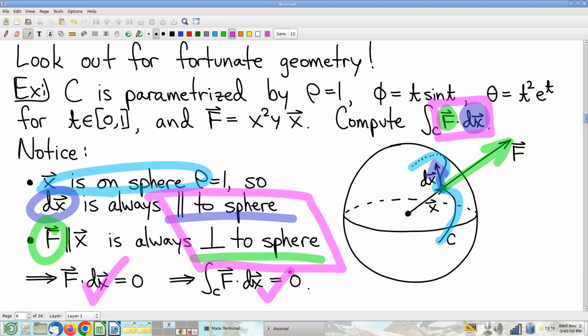What do you think? Yes? Could you please explain why the x is always parallel to the sphere? It's always perpendicular. The position vector x is always perpendicular to the sphere, and this is just a geometry thing. With spheres, if you draw a line from the center of the sphere out to the edge of the sphere... Oh, the dx part. Right. If you're on any surface, if you're confined to that surface, then your velocity vector is also parallel to that surface.